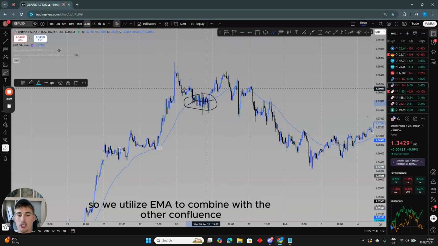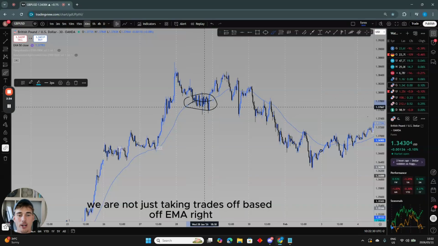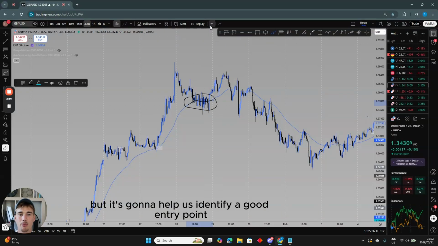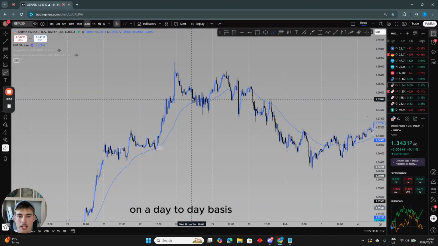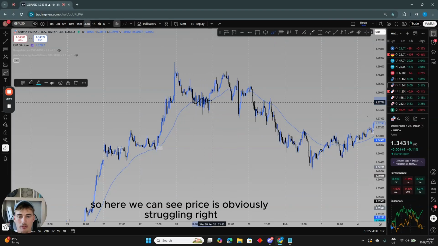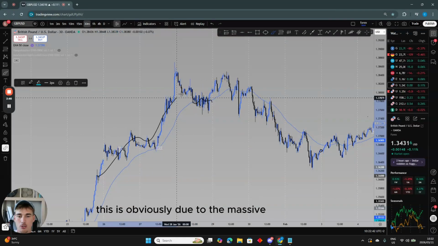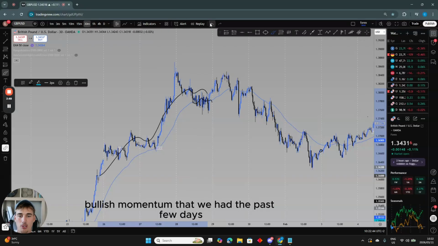So we utilize EMA to combine with the other confluences. We are not just taking trades based off EMA, right? But it's going to help us identify a good entry point. It's going to give us more confluence in ideas on a day-to-day basis. So here we can see price is obviously struggling, right? This is obviously due to the massive bullish momentum that we had the past few days.